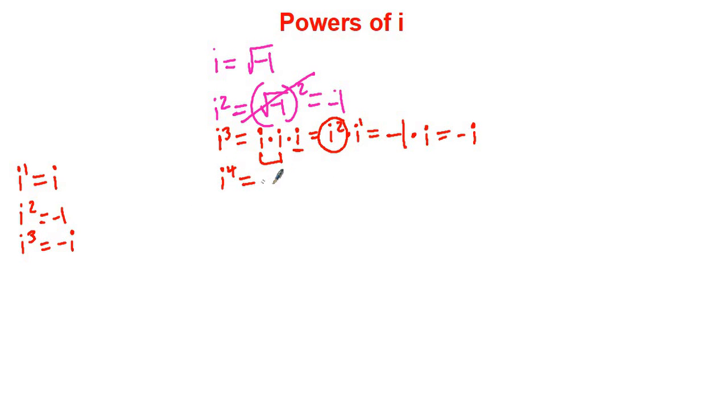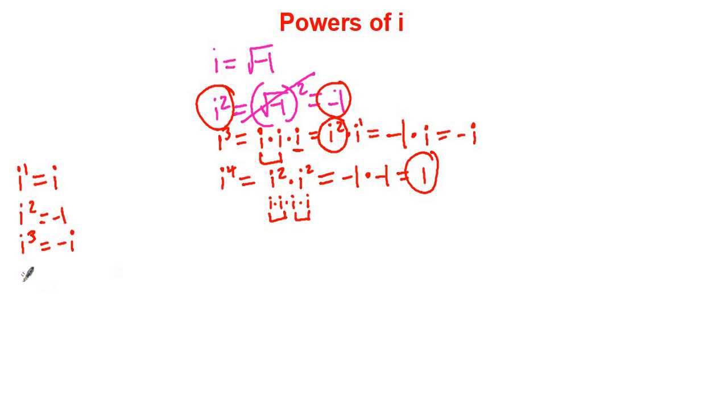Okay, i to the fourth is the same thing as i squared times i squared. You can think of it this way. It's i times i times i times i. This is i squared, and so is that. So another way of saying i to the fourth is i squared times i squared. What is i squared equal? We said up here that i squared equals -1. So i squared times i squared would be the same as -1 times -1, and that equals +1.